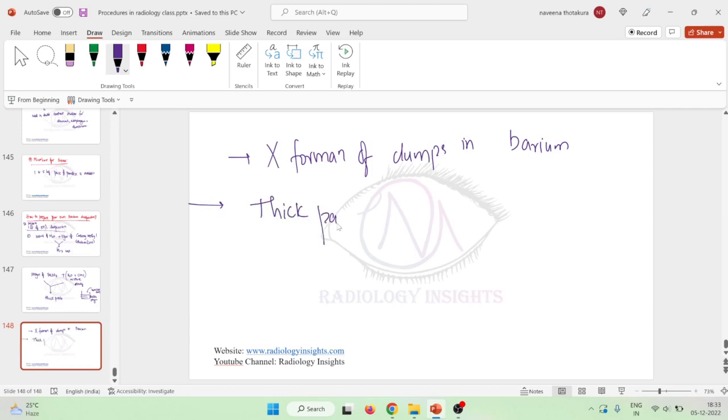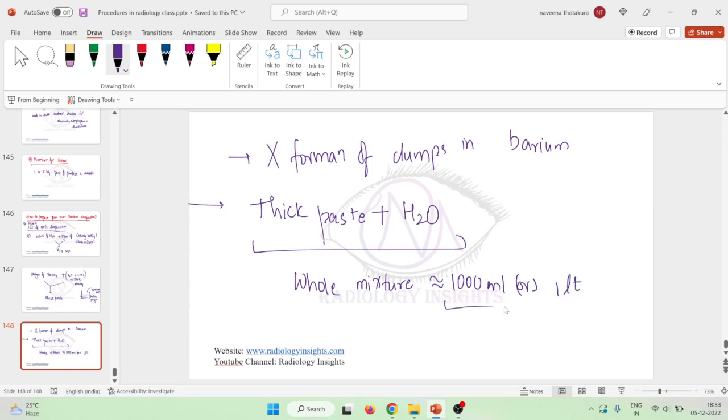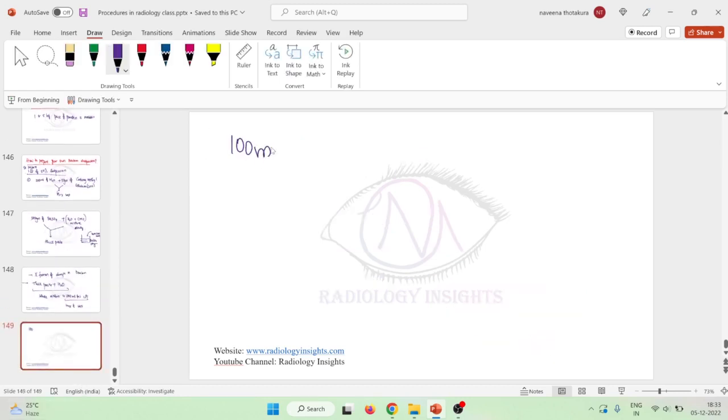Now to this thick paste, you will have to add water in such a way that the whole mixture becomes 1000 ml, or 1 liter, and then mix it well. Now to this 1000 ml of barium sulfate mixture, you will have to add the preservatives.